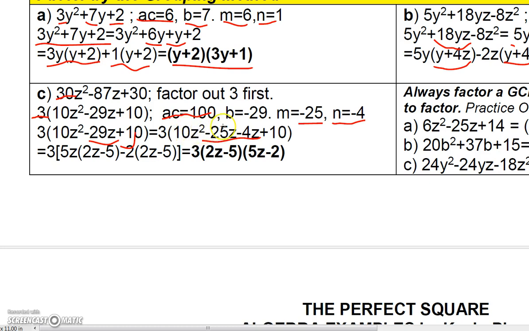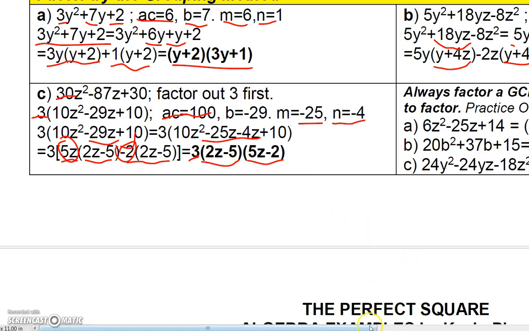So if I factor out a 5z from the first two terms inside the parentheses, that's going to leave me with 2z minus 5 for the other factor. And then if I factor out a negative 2 from the last two terms, that's going to leave me with 2z minus 5 also as the other factor. And then I can factor the 2z minus 5 out of that, and then I'm left with the 5z here and the minus 2 here. So I have the other factor is 5z minus 2. And don't forget the 3. The 3 is also one of the factors.